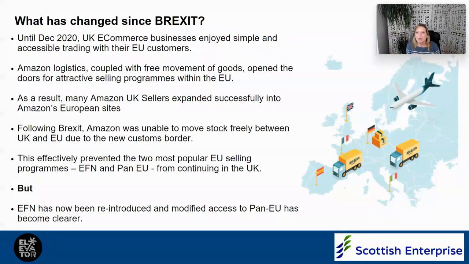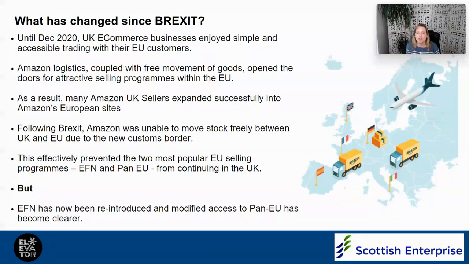Now, this free movement of goods, when coupled with this very highly efficient Amazon logistics, did open the doors for very attractive selling programs to be developed by Amazon within the EU, and as a result, many Amazon UK sellers expanded very successfully into Amazon's European stores. Now, everything of course changed following Brexit because a new customs border was introduced which prevented the free movement of goods, and this consequently prevented most of the FBA programs from operating between the UK and the EU.